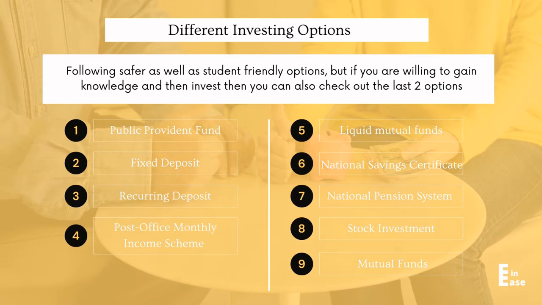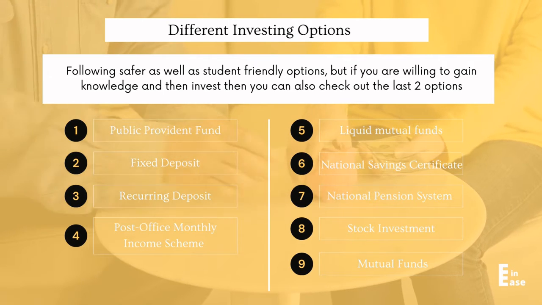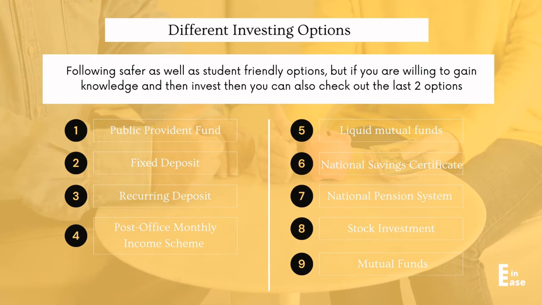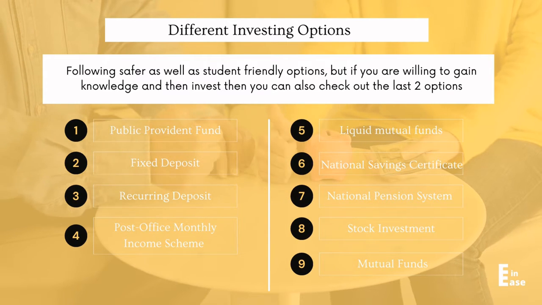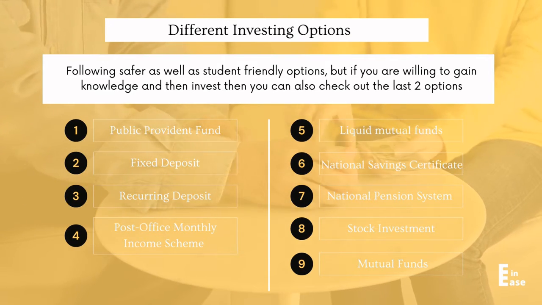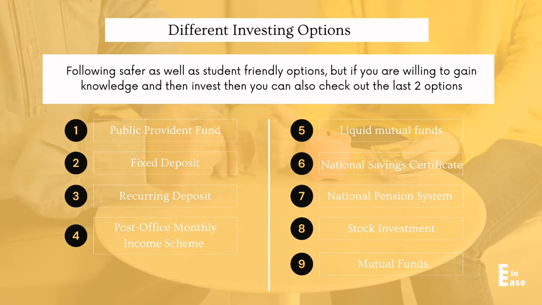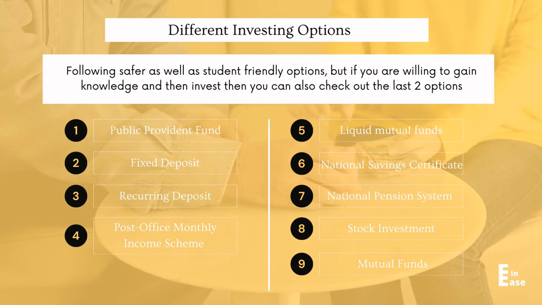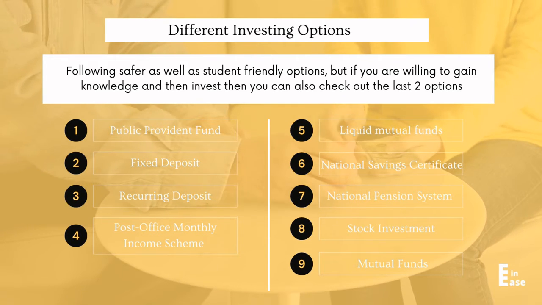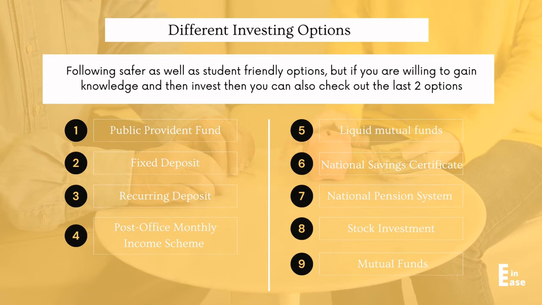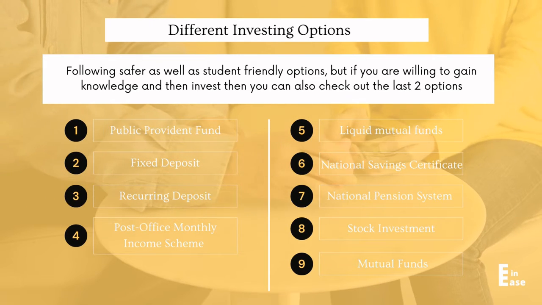Sixth, National Savings Certificate (NSC). NSC is a low-risk fixed income instrument that can be easily opened at any post office. National Savings Certificate comes with two fixed maturity periods of 5 years and 10 years. You are free to invest any amount, but investments only up to Rs 1.5 lakh help you in tax deductions.